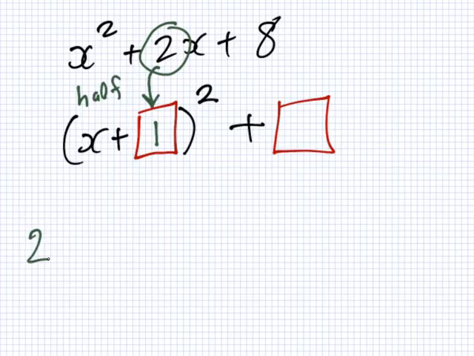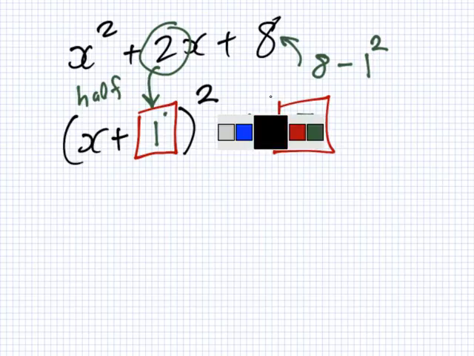So 2 divided by 2 is 1. And then here is 7. How do you get the 7? What you do is you look at the 8, it's 8 minus 1 squared, really. So you square this. 8 minus 1 squared is 7.